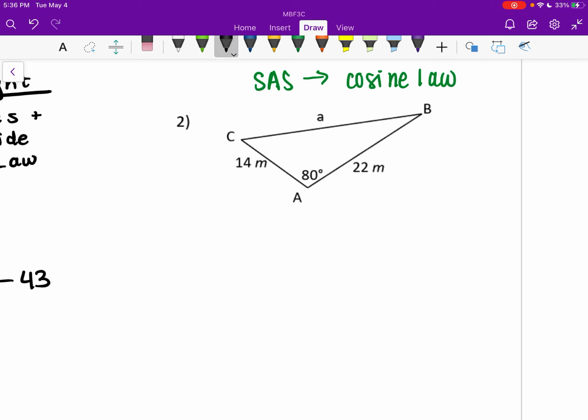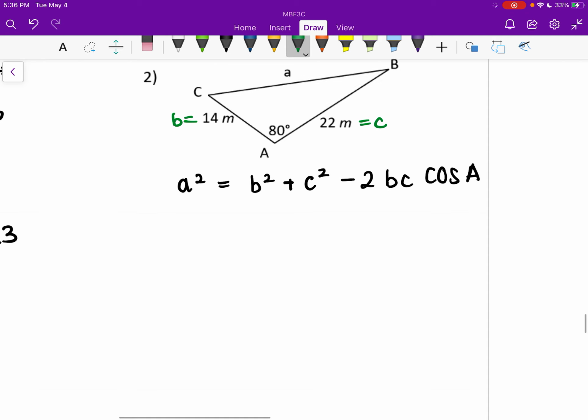So in cosine law, I know that I'm looking for side A, so I'm just going to go back and look at my equation. A squared equals B squared plus C squared minus 2BC cos A, right? And I'm just going to go put in my values. So I know B is 14, I know C is 22. Right, I like to label my triangle. It just makes it easier for me to work with.